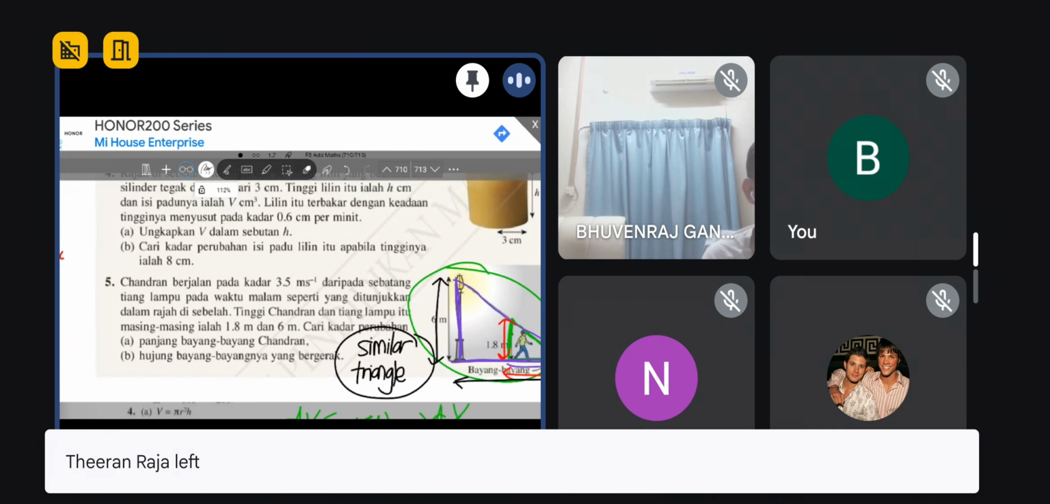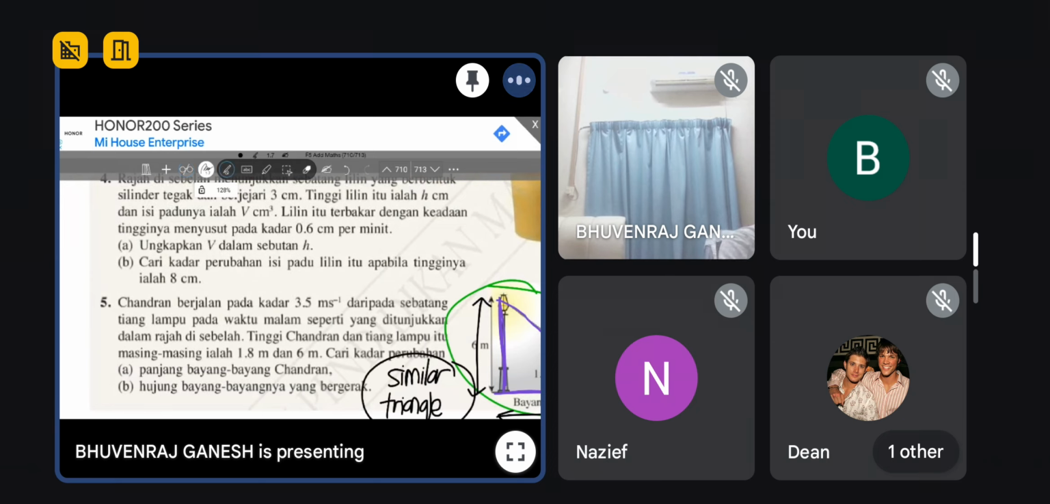So now we see this question. So he's walking at this rate from the lamp, nighttime. So they give you this information. The question is, find the rate of change for the length of his shadow.